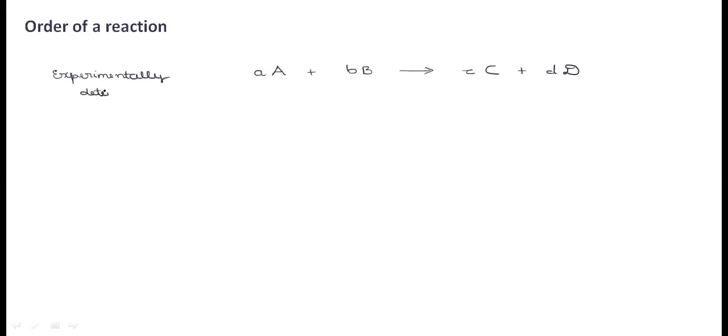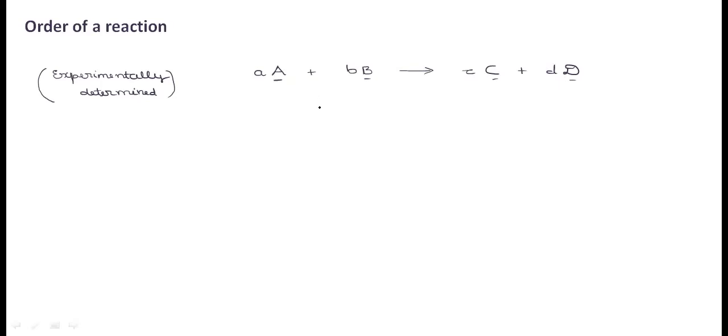That means the rate of the chemical reaction is depending on this step only. Such a rate determining step, we'll consider it as the experimentally determined chemical reaction. So here the reactants are capital A and capital B, products are capital C and capital D, and small a, small b, small c, small d represent the stoichiometric coefficients of the reactants and products respectively.